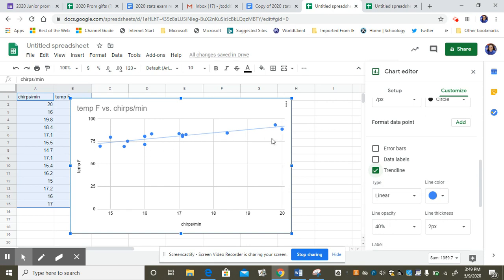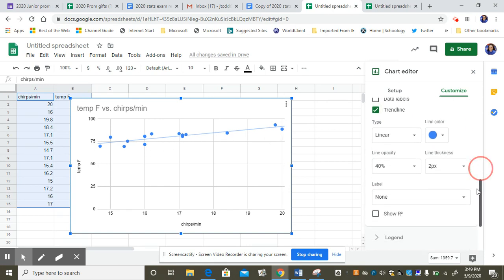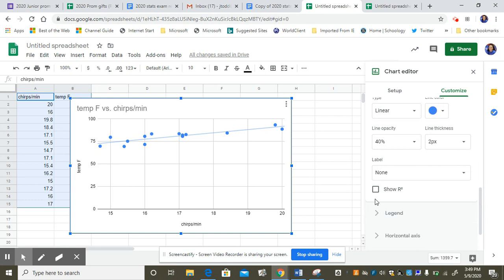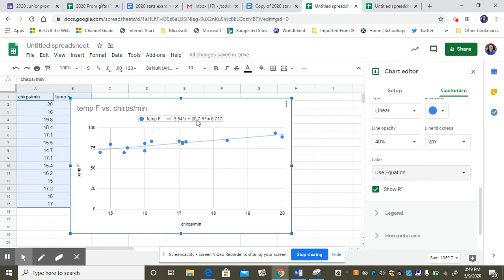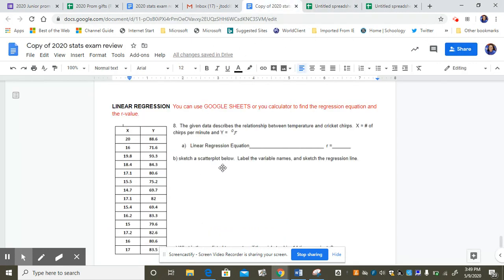See how the line shows up, but we need the equation. So keep scrolling down. We went to series, trend line. Let's do the R squared and use equation, label, use equation. So now here's our equation. You are going to have to write that on your paper. Y equals 3.54x. Oh, this is a picture because I can't type on it. I'll just type up here. So question A would be y equals 3.54x plus 20.7.